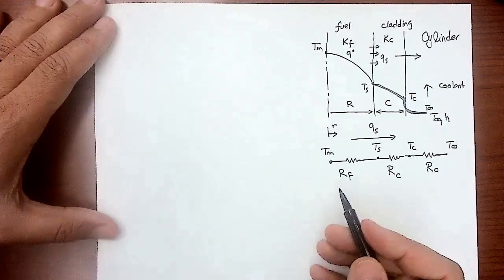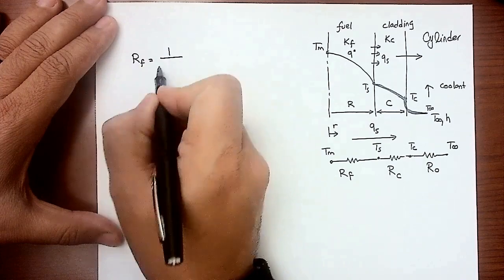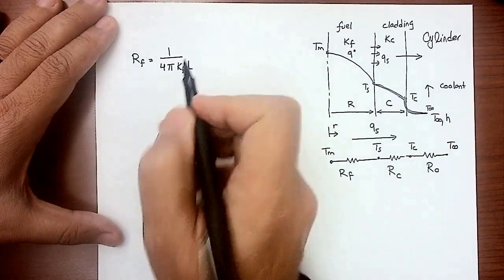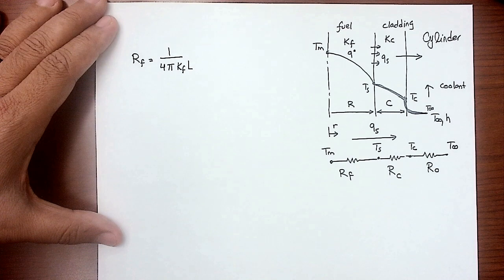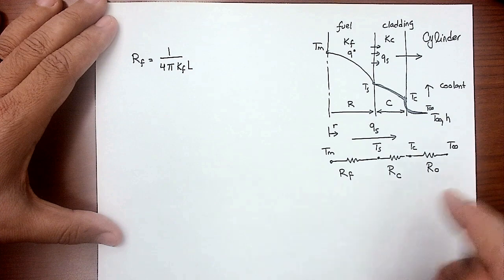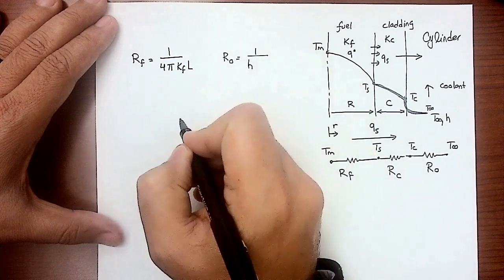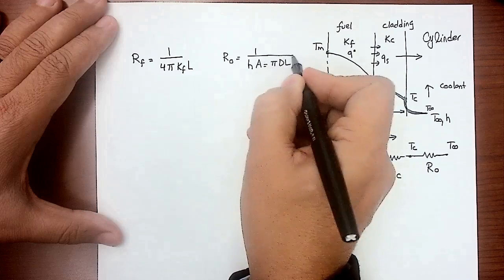So how do we calculate the fuel resistance? R fuel, the equation is 1 over 4 pi K of the fuel times L, where L is the length of the cylinder. Okay. Then next, let's do the R convection first. R out is 1 over H times A. What is A? A is pi times D times L.